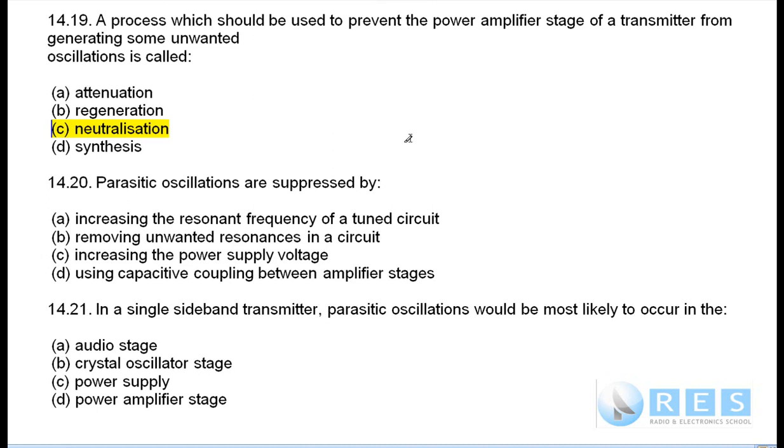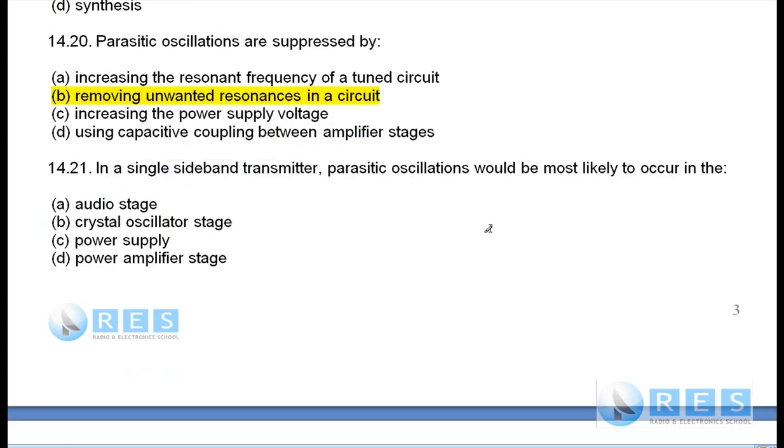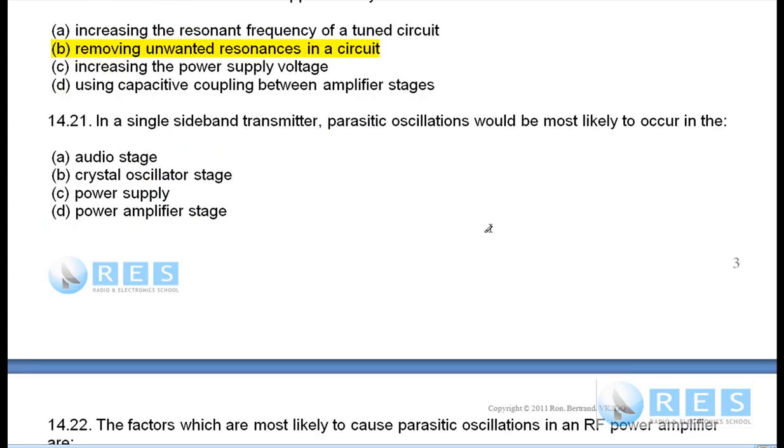14.20, parasitic oscillations are suppressed by removing the unwanted resonances in the circuit. Do you remember that diagram I showed you of that bird's nest construction of a transmitter? That circuit would have been full of unwanted resonances, and the way to prevent parasitic oscillations from occurring, we would have to remove those resonances. Those stray resonance circuits. 14.21, in a single sideband transmitter, parasitic oscillations would most likely occur in the power amplifier stage.